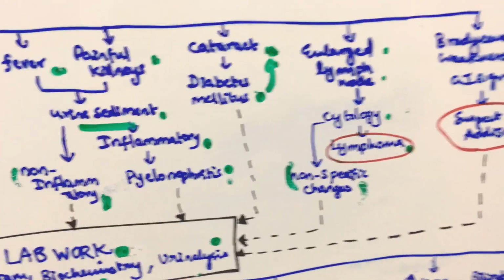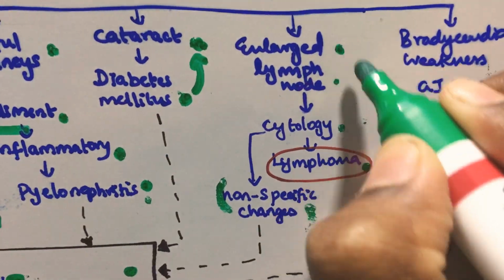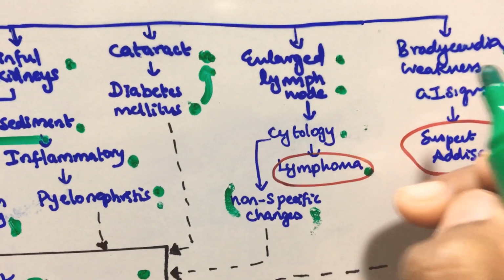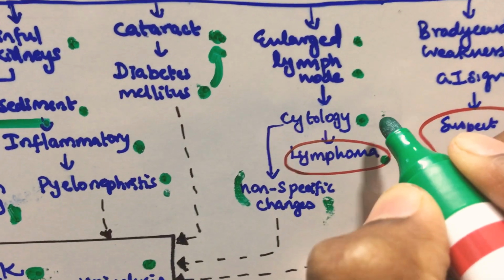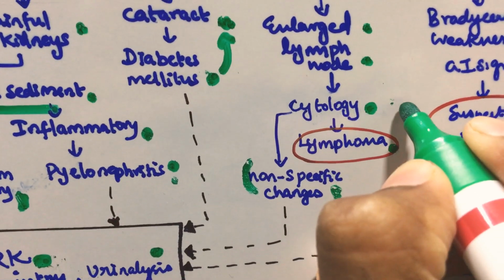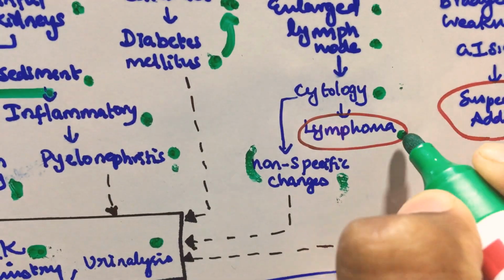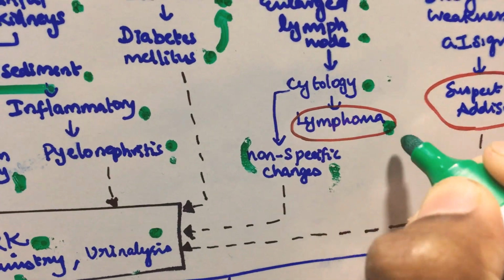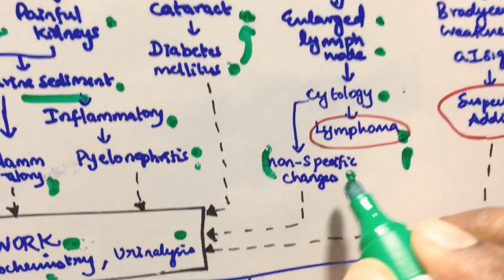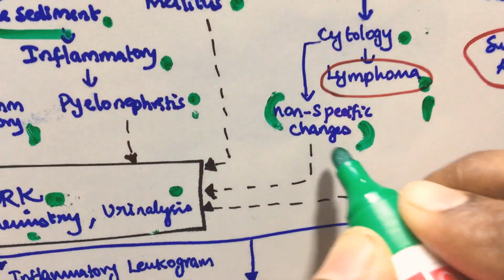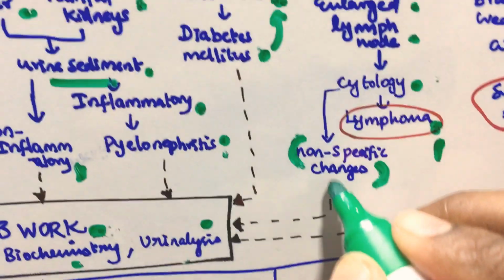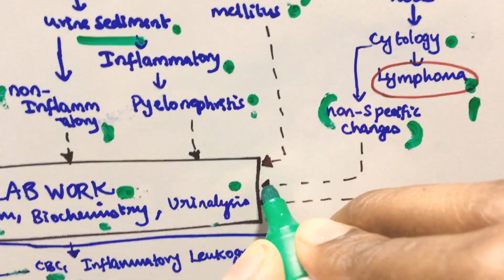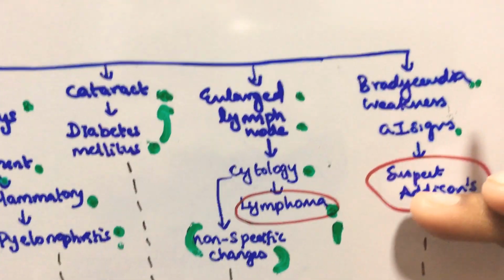And on physical examination, if you notice enlarged lymph nodes, what will you do? First, you will do an aspirate and send it to the lab, and the cytologist will confirm whether it is lymphoma or not. If it is lymphoma, you have your diagnosis. If it is not lymphoma, if you are having non-specific changes, then you need to do further investigation at lab.